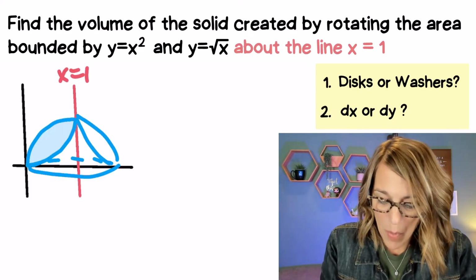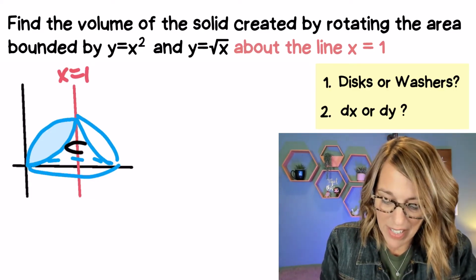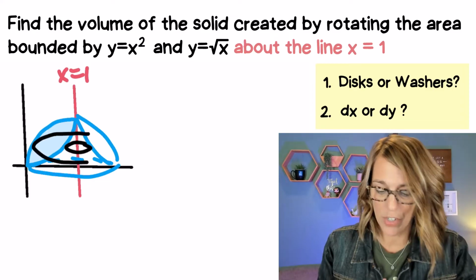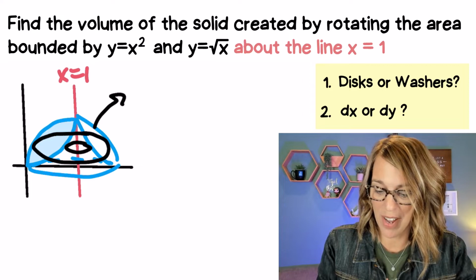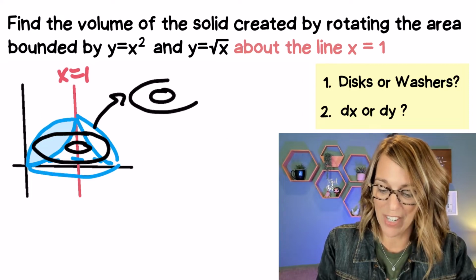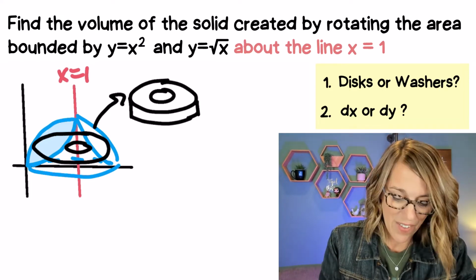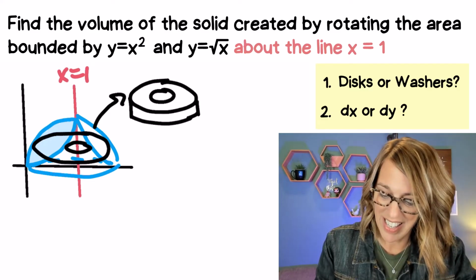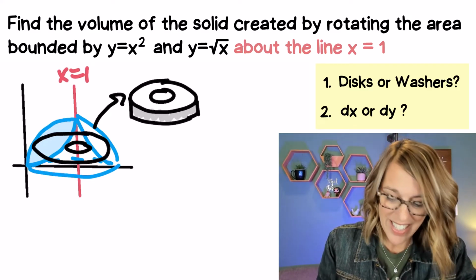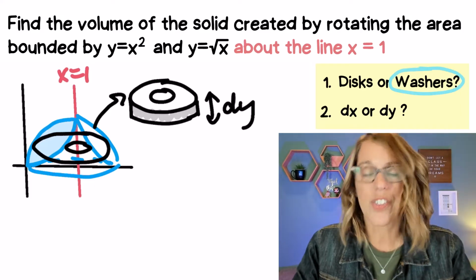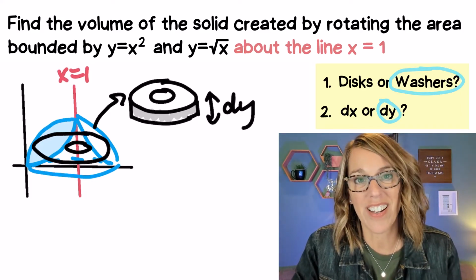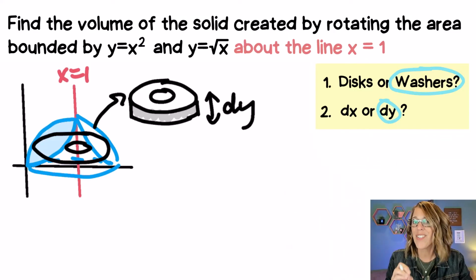Well, the fact that it's open on the inside means that I'm going to need washers. That is not the best looking washer, but I think I can do a better job drawing it off of my shape here. If I fill my thickness in, I can see that this thickness right here is in the y direction. So I've got these washers, everything in the y direction. I need everything, including those two functions, in terms of y.